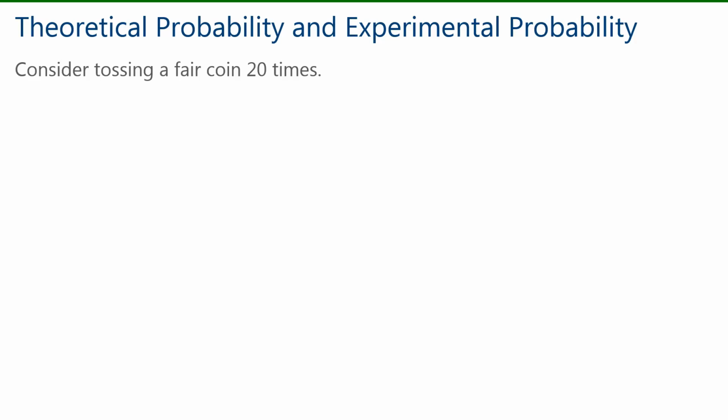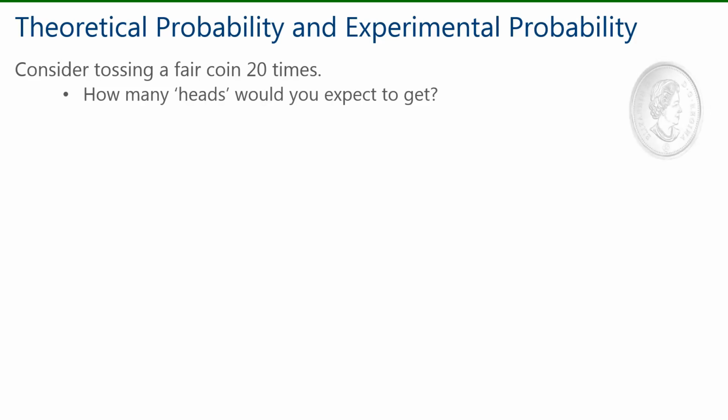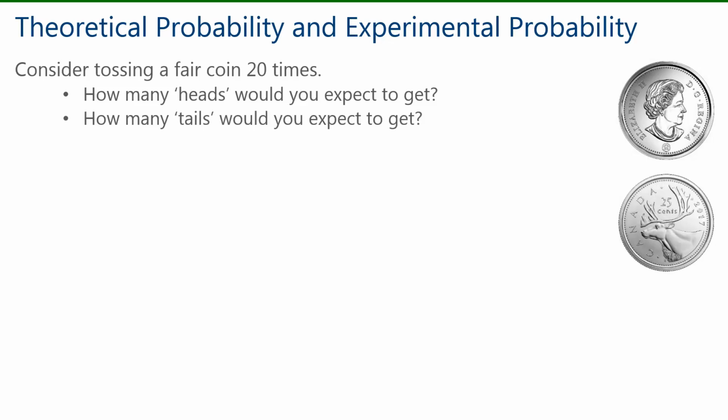Consider tossing a coin, a fair coin, 20 times. It could be a nickel, a dime, a loonie, a toonie, a quarter. It does not matter, as long as you have a fair coin, which means it has an equal chance of turning up heads or tails. If you toss this coin 20 times, how many heads would you expect to get? How many tails would you expect to get? And why?